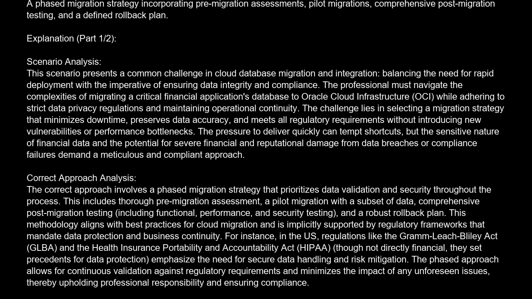The correct answer is C. A phased migration strategy incorporating pre-migration assessments, pilot migrations, comprehensive post-migration testing, and a defined rollback plan.